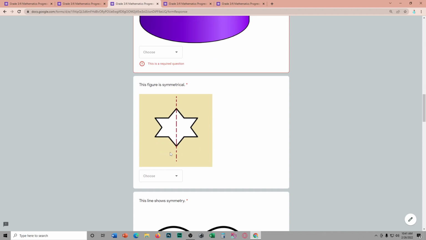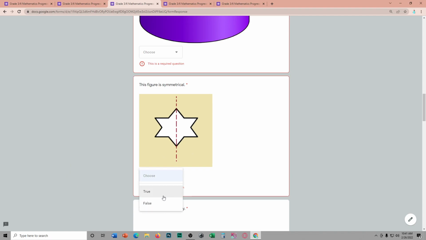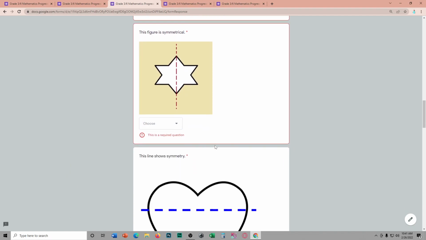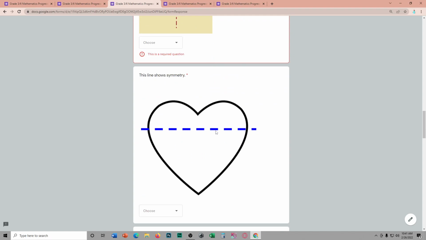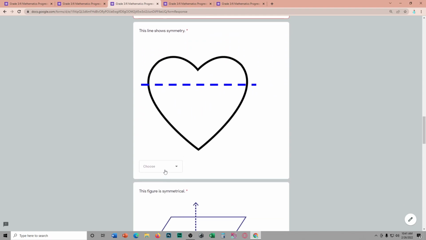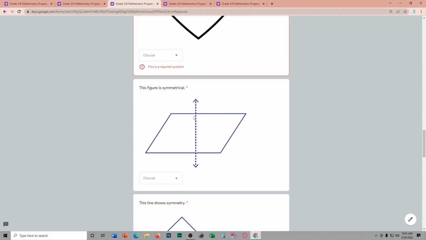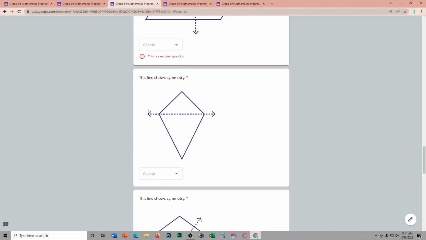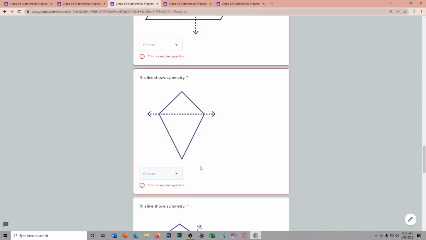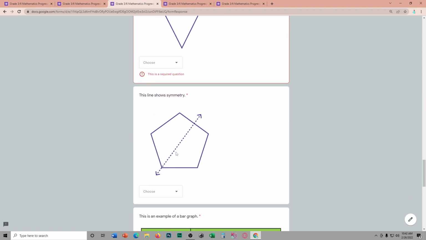This figure is symmetrical. True or false? This line shows symmetry. True or false? The figure is symmetrical. True or false? This line shows symmetry. True or false? This line shows symmetry. True or false?